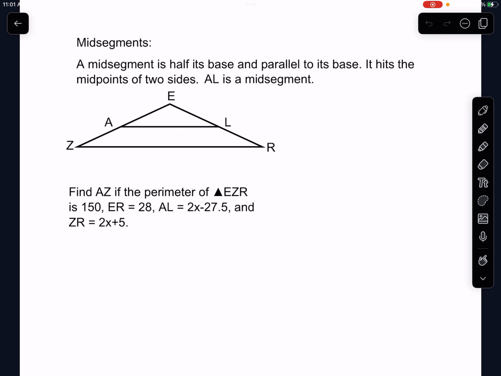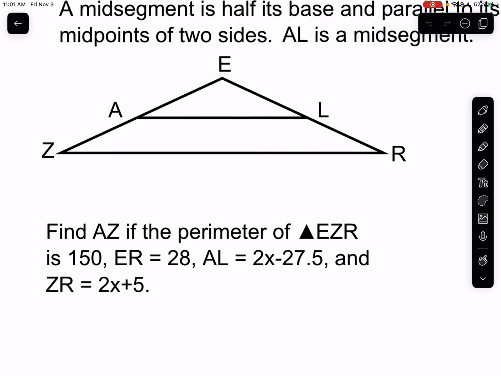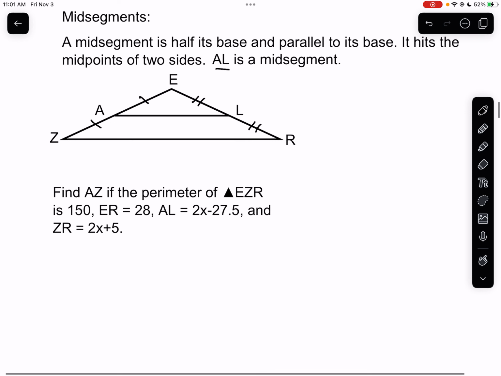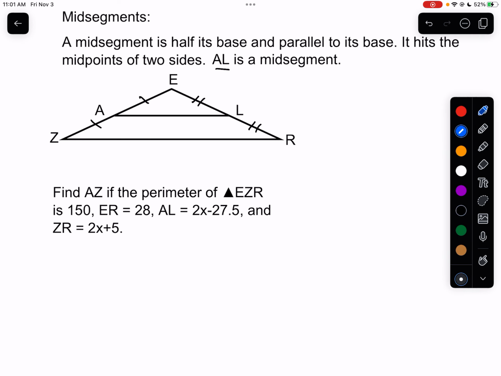Remember that we just learned about mid-segments. Mid-segments hit the midpoints. So if they tell us in the problem here that AL is a mid-segment, it's going to hit the midpoints of each side there. And we also know it's parallel to its base. On this particular question, they said find AZ, so that's what we're looking for, if the perimeter is 150.